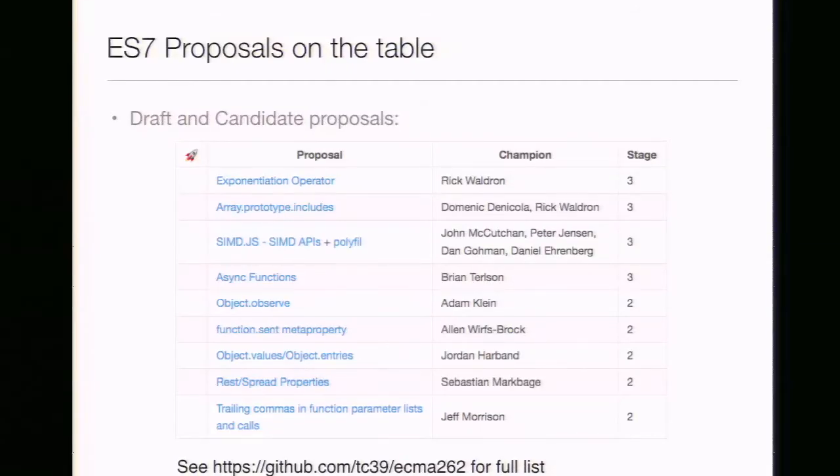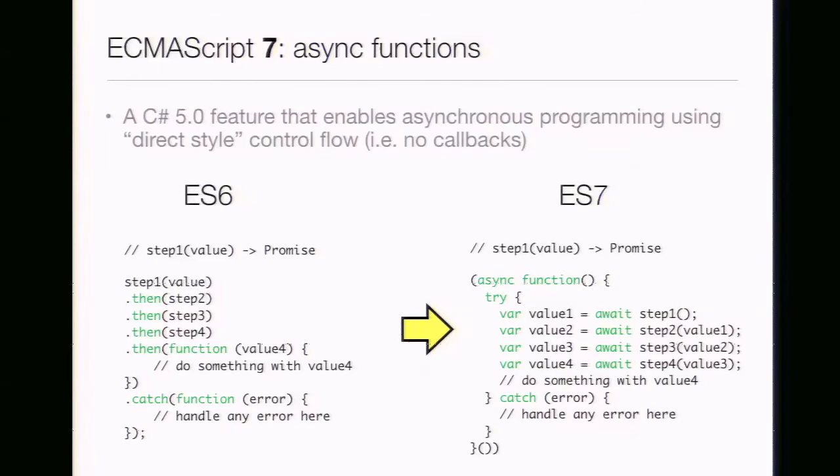There is one feature I want to highlight out of this table because I think this will be the killer feature of ECMAScript 7 or ECMAScript 2016, which is async functions. Again, they have to do with improving asynchronous control flow. Async functions are a feature that was largely influenced by a similar feature from C# 5, which allows you to write asynchronous code in direct style, using direct style control flow without callbacks.